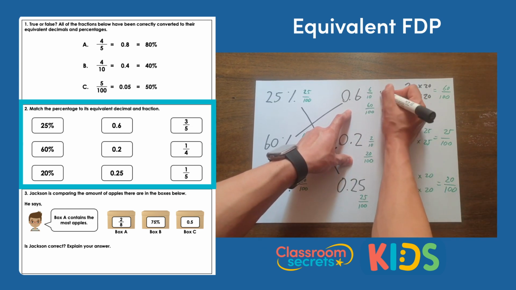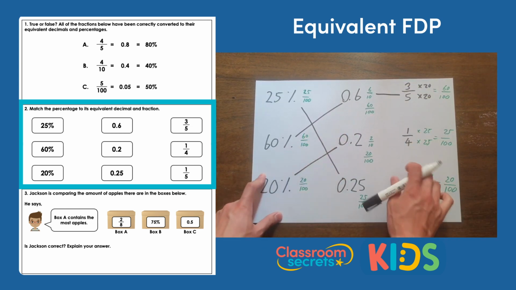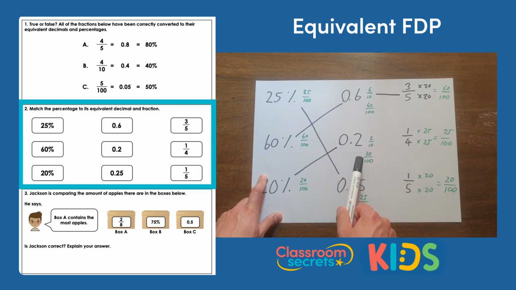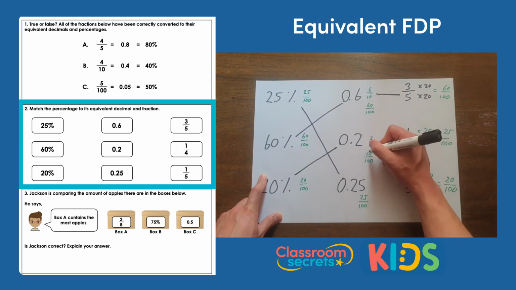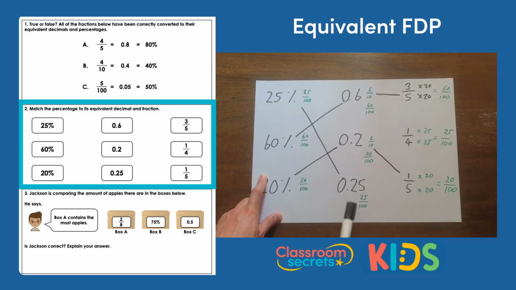We use black pen now to show you my matching lines. 0.2, same as 20 over 100, which is the same as a fifth. And the last one, 0.25, 25 over 100, is the same as a quarter, 25 over 100.